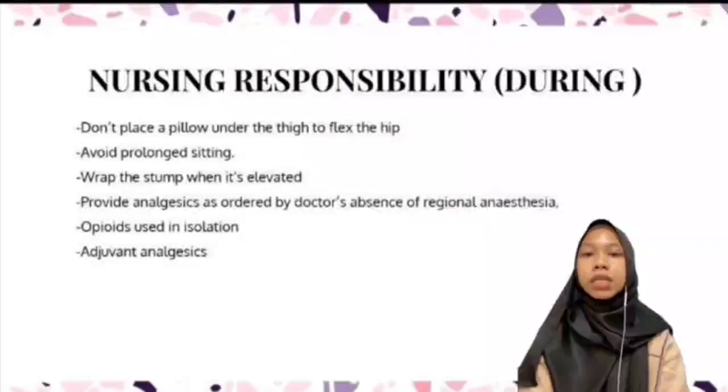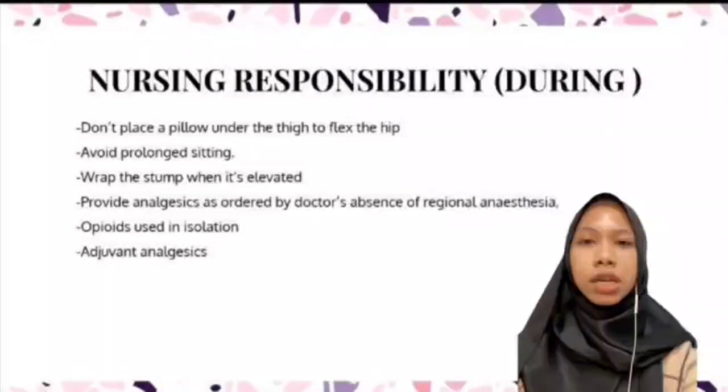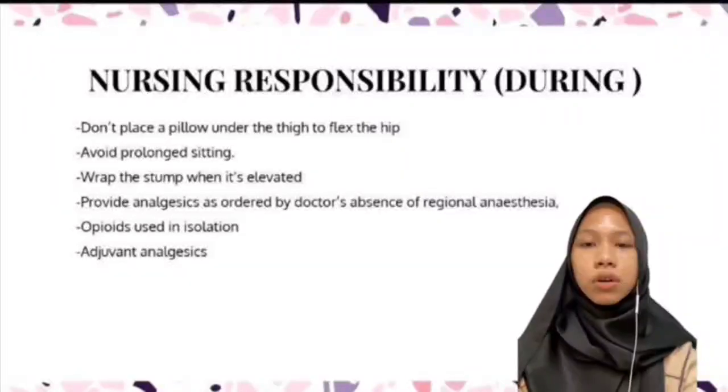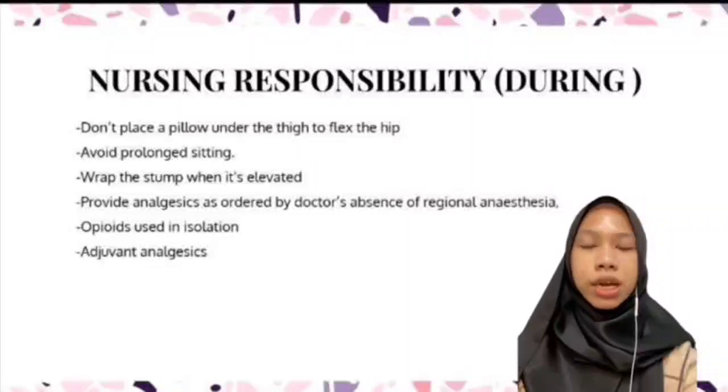Lastly, provide analgesics as ordered by doctors in the absence of regional anesthesia. The severity of the stump pain requires management with strong opioids as a baseline. Opioids used in isolation are, however, often insufficient and required to be taken in such quantities as to cause significant sedative side effects. Consequently, adjuvant analgesics such as IV ketamine are frequently required.